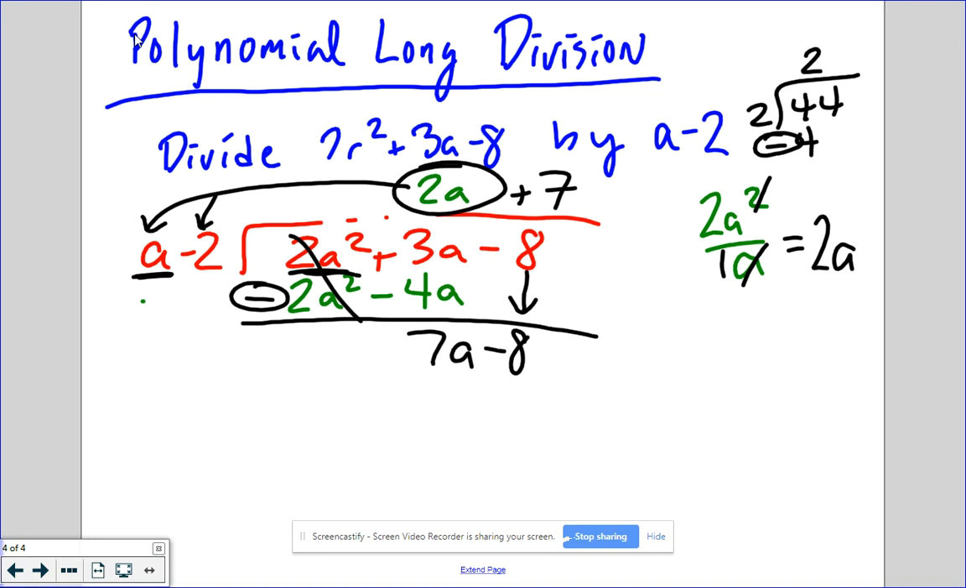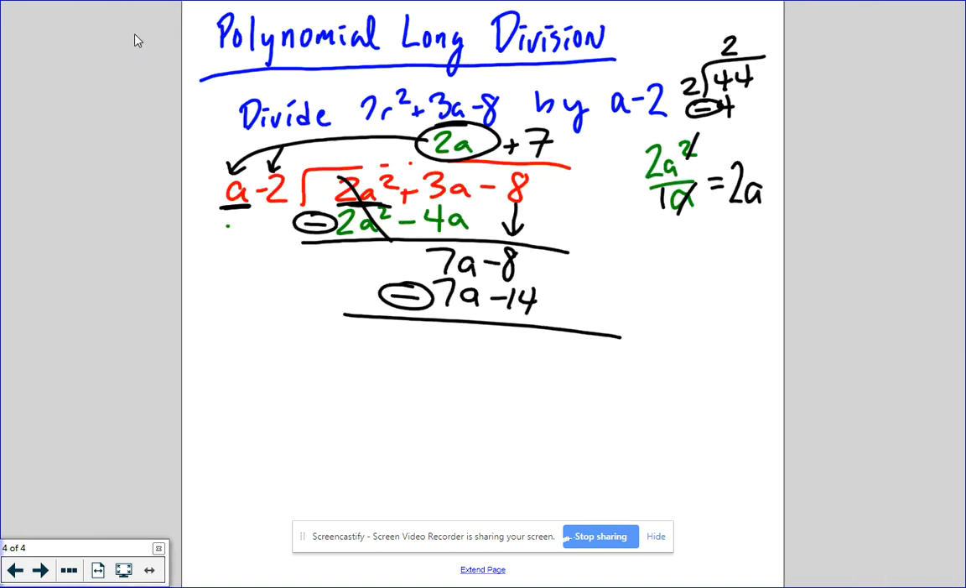7 times a is 7a. 7 times negative 2, negative 14. And again, subtract. What happens to the 7a's? And negative 8 minus negative 14 becomes a positive 6. So I have remainder 6.